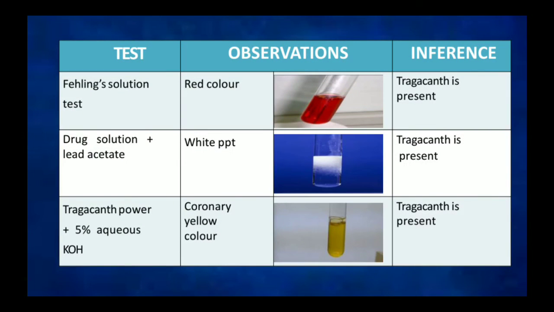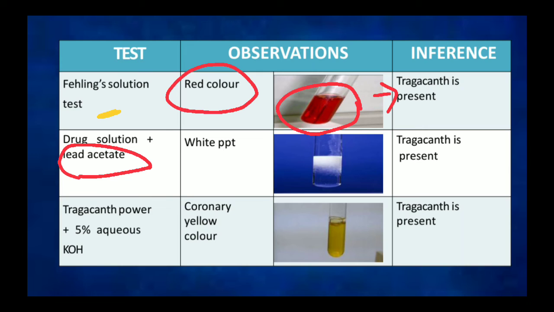Next test is Fehling solution test. If you take the Fehling solution and gum tragacanth powder, it gives you an intense red color like this. Then it says that the tragacanth is present. If you take drug solution and add lead acetate to it, a white precipitate is obtained which looks like this. The inference drawn is that tragacanth is present in the solution.